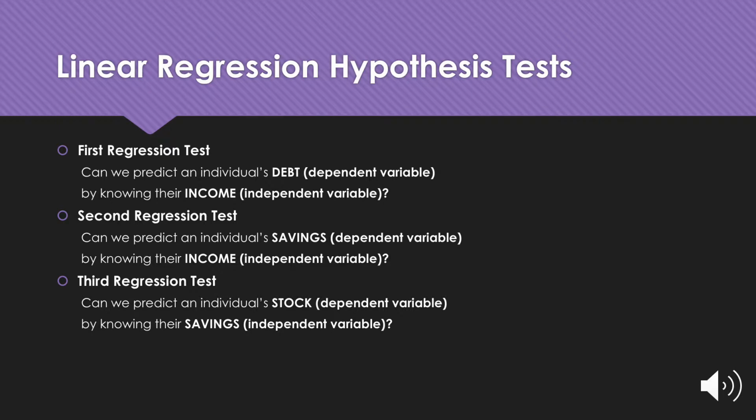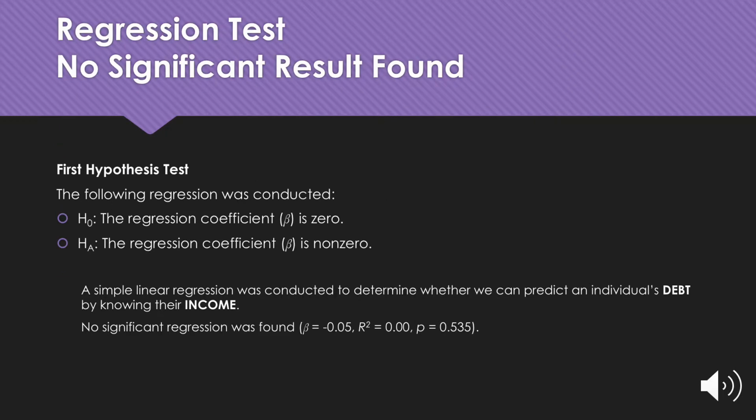The regression test. First hypothesis test, the following regression was conducted, where the null hypothesis was the regression coefficient is 0, and the alternative hypothesis was the regression coefficient is non-zero. A simple linear regression was conducted to determine whether we can predict an individual's debt by knowing their income. And we found that no significant regression was found.